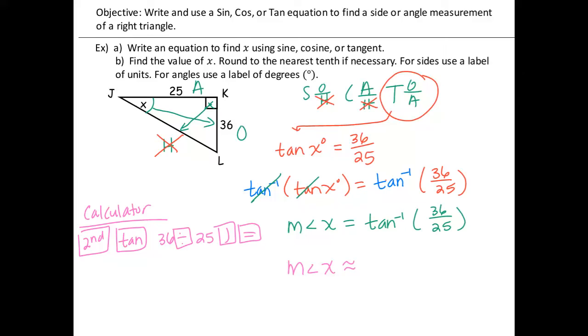Lefties, go ahead and tell your partner, what did you get for your answer to the nearest tenth? Okay. Now, everybody on a count of three, you're going to tell me, what did you get for your answer? In 3, 2, 1. 55.2. What do I label my answer with? The degree symbol. Awesome.